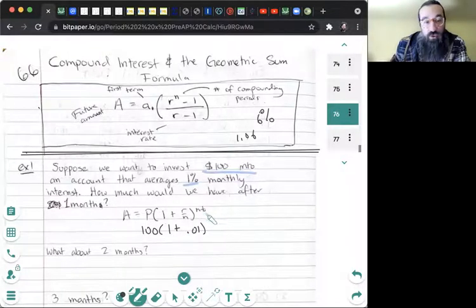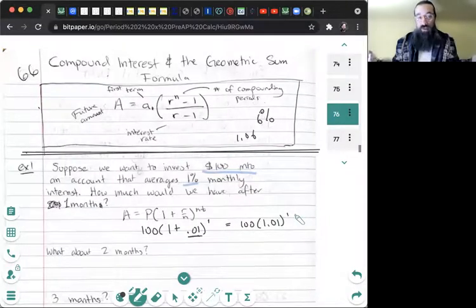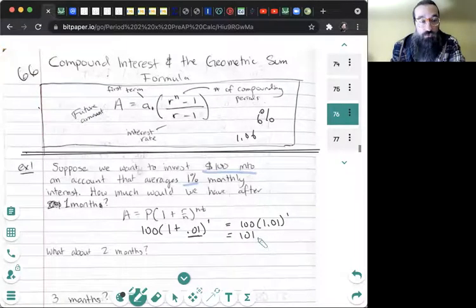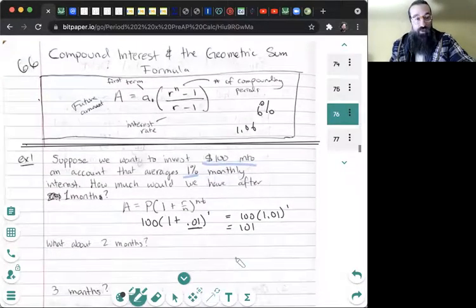And then it says, how much would we have after 1 month? So what we're going to do here is write a 1, because we don't want to know the amount after a year. We want to know the amount after 1 month. And since it's 1% per month, we're going to raise it to the first power, and that'll give us the amount after 1 month. So 1.01 to the first power, that's all we got to do. And so that's going to give us 101. So that's pretty straightforward, pretty basic.